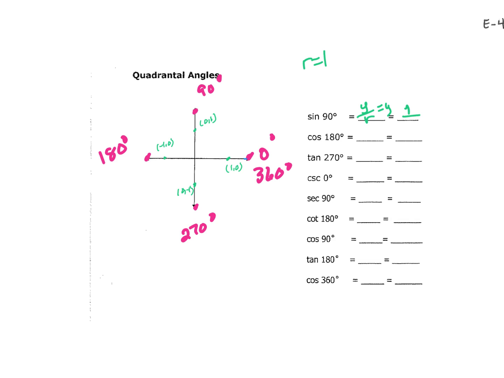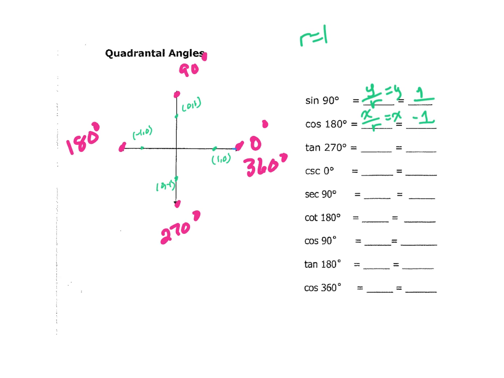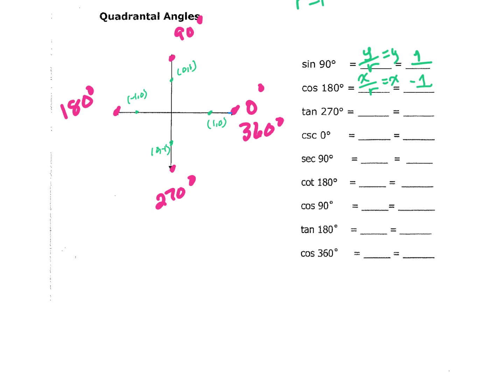Okay, so the cosine at 180 degrees. For cosine, we know we want to look at the x value. Our ratio is x over r, but r is just equal to 1, so it's really just the x. And the x value at 180 degrees is -1. Okay. All right, tangent we know is y over x. And we're looking at 270 degrees, so what is that equal to? Undefined. Good, Sloan, that's right.